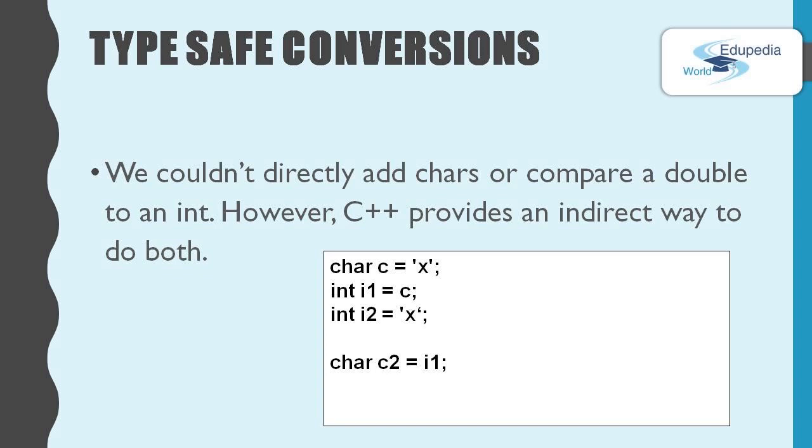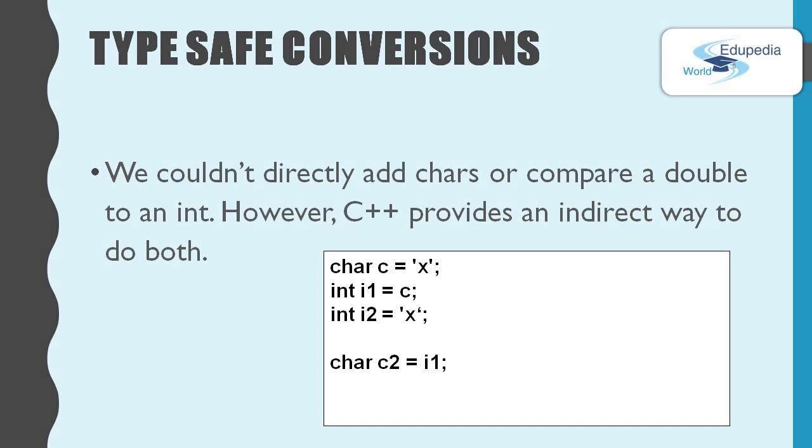This is a simple and safe way of getting the numeric representation of a character. We call this char to int conversion safe because no information is lost. That means we can copy the resulting int back into a char and get the original value. That's what happened in the fourth statement. We defined the character variable c2 and assigned the value of the variable i1 into this variable c2.